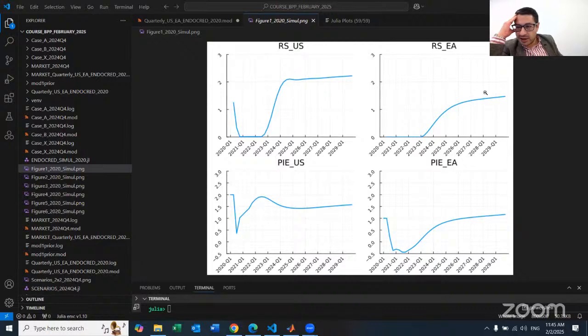I think our students can create better charts using Python or even inside Dynare Julia. It's great for rough charts, and then when you want to do something professional, we could bring Python in. But this is wonderful, I guess.